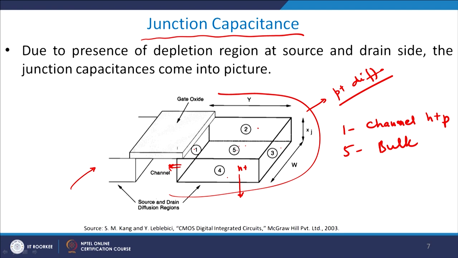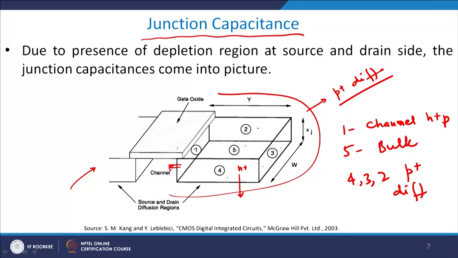Why 5? Because 5 is attached to the bulk. 4, 3 and 2 are attached to this p plus diffusion layer. So there are 5 junction capacitances available to you at this stage, and they are all area dependent.